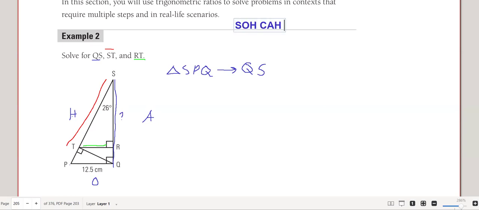SOH CAH TOA. I have O and I have A, so I need to use tangent. So tangent of 26 degrees is equal to O, my opposite, which is 12.5, over my adjacent, which I don't know what it is. I'm just going to leave it as A.